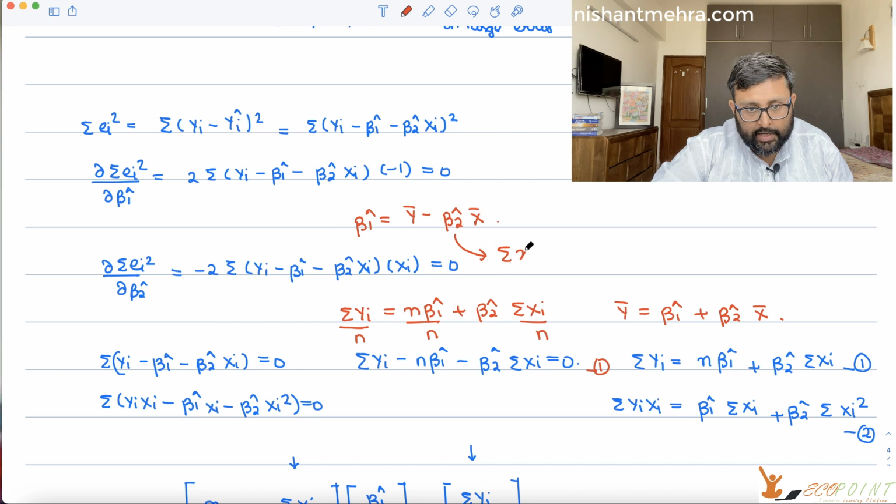And this beta 2 hat is what you have just derived: summation of small xi yi upon summation of small xi square. This is what you have.